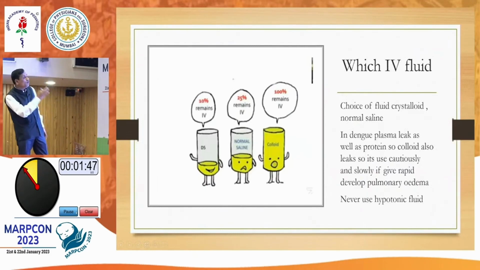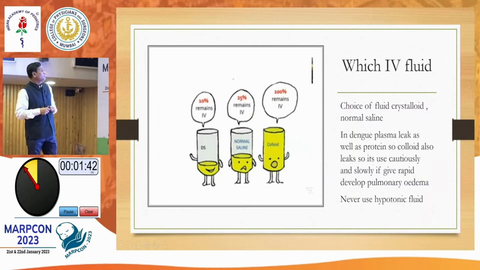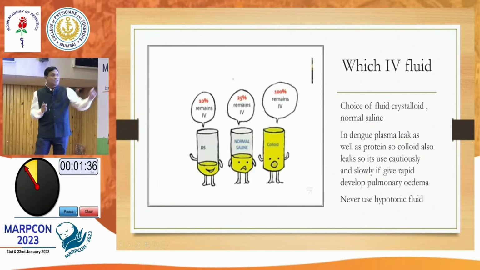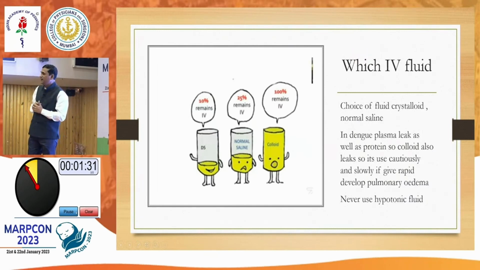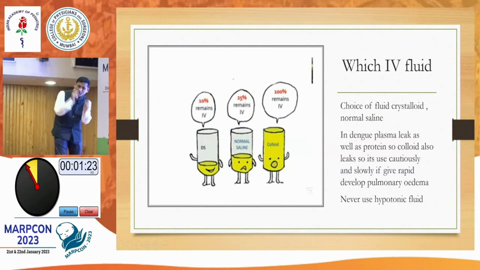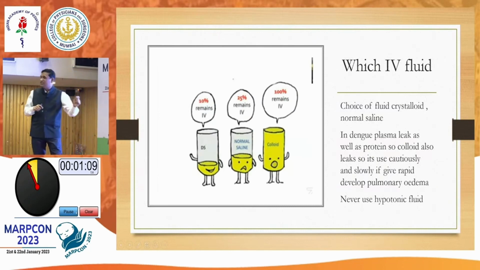Why only isotonic? Why not hypotonic fluid? Hypotonic fluid remains intravascular only 10%. And if you give isotonic fluid, then it remains 25%. And colloid 100%. Why is colloid not the first choice of treatment? In dengue, there is not only plasma leak, there is also protein leak. If you give colloid in the first stage, the colloid also leaks, which increases the osmotic pressure extravascularly and also leads to an increase in capillary leak. So you have to avoid colloid in the initial stage.